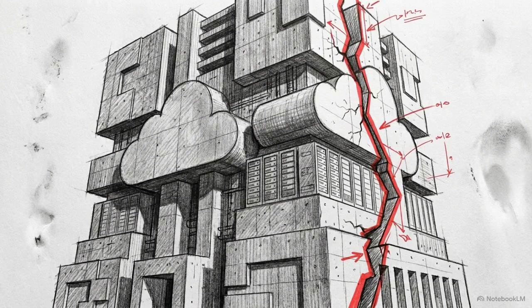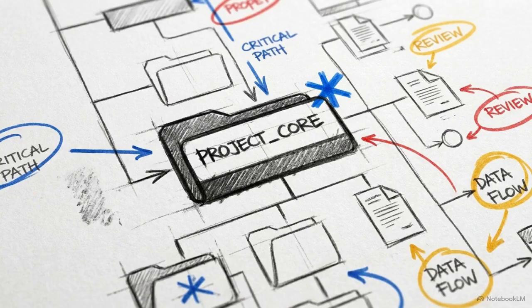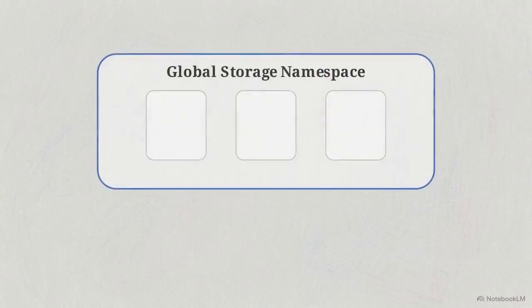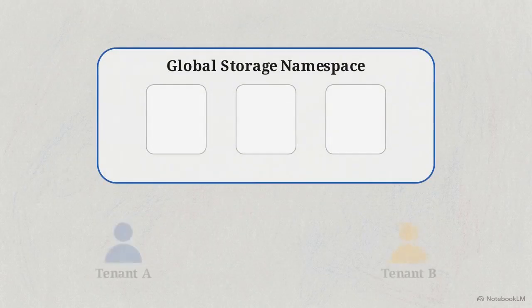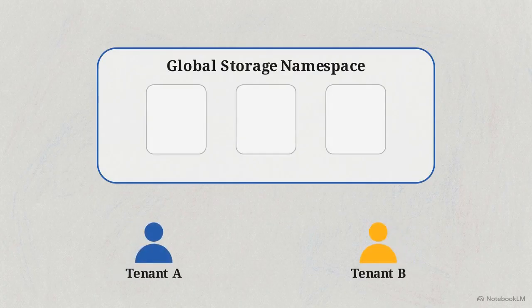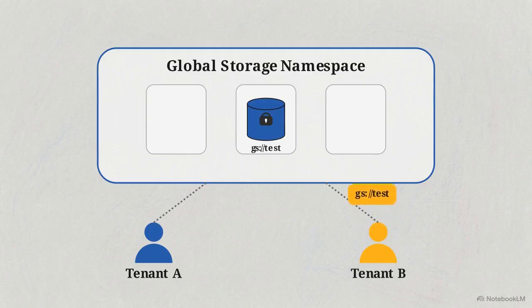Google Cloud Platform has a specific structural quirk that creates exactly this kind of risk, and it stems from the naming rules inside Google Cloud Storage. Unlike local hard drives, Google Cloud Storage buckets require a globally unique name. Every organization on GCP shares a single global namespace. If a user registers a bucket named gs/test, that identifier is gone. You are permanently locked out from creating it.